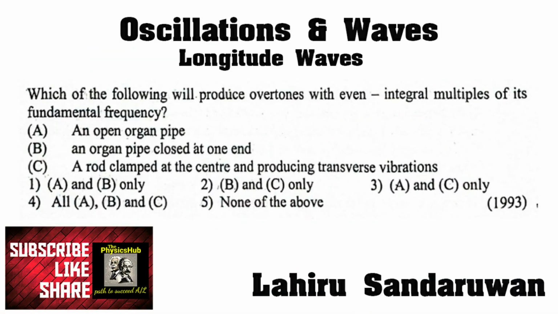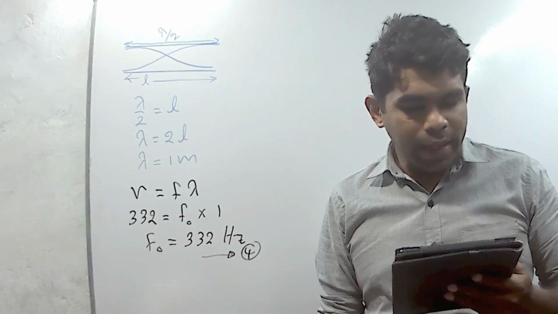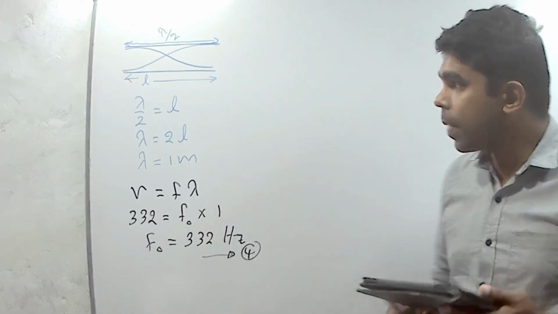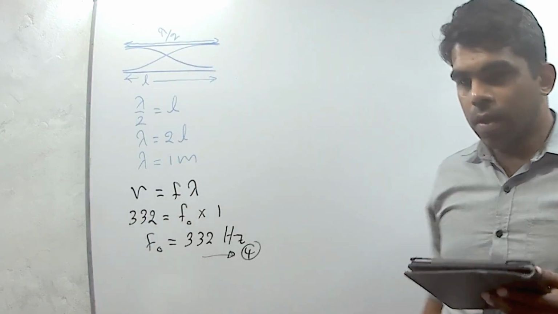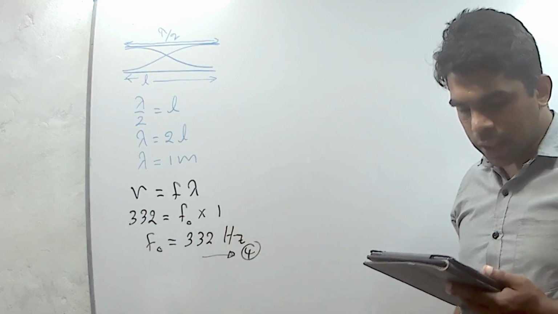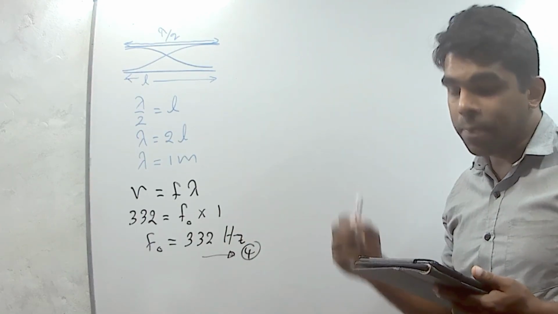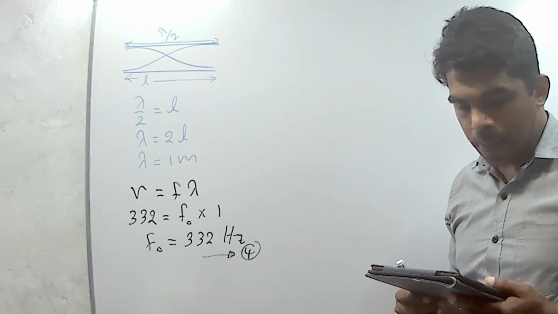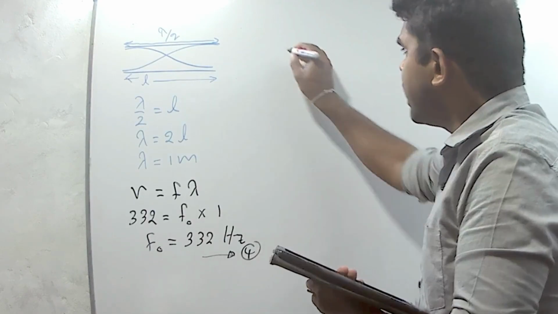Which of the following will produce overtones with even integral multiples of its fundamental frequency? We know that when considering an open organ pipe, it should be like this. We can observe F naught, 2F naught, 3F naught, all overtones. Therefore, we can produce even overtones by using an open pipe. Then we can consider A is correct.